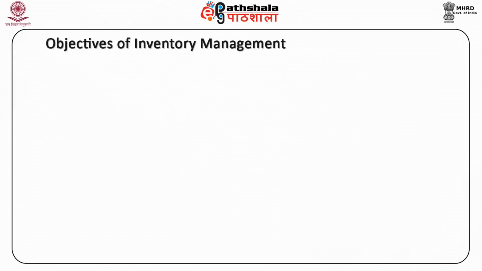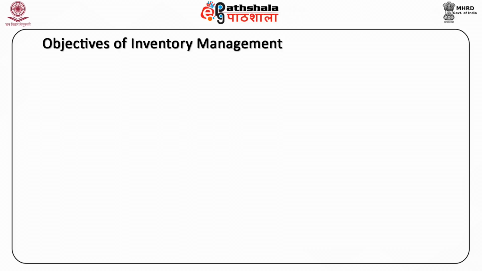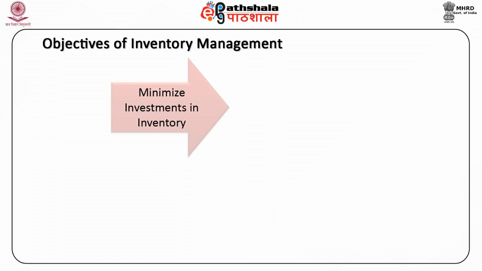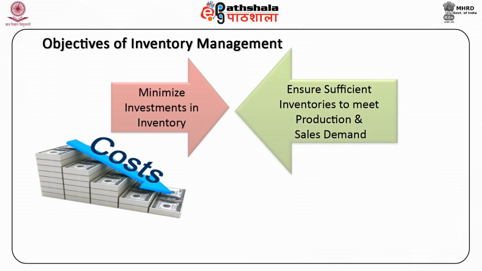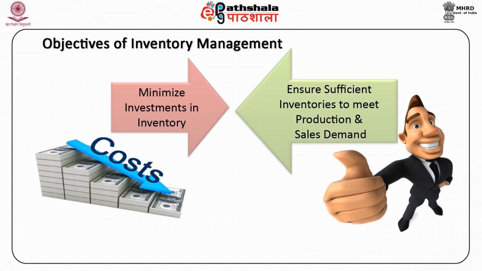Effective inventory management ultimately aims at maximization of the owner's wealth, which is consistent with the overall objective of financial management. There are two conflicting objectives of inventory management: to minimize investments in inventory, since maintaining inventory involves costs, so the objective will be to maintain the minimum possible inventory in order to lower down the costs; and to ensure sufficient inventories to meet the production and sales demand, since holding sufficient amounts of inventory ensures smooth functioning of the firm.